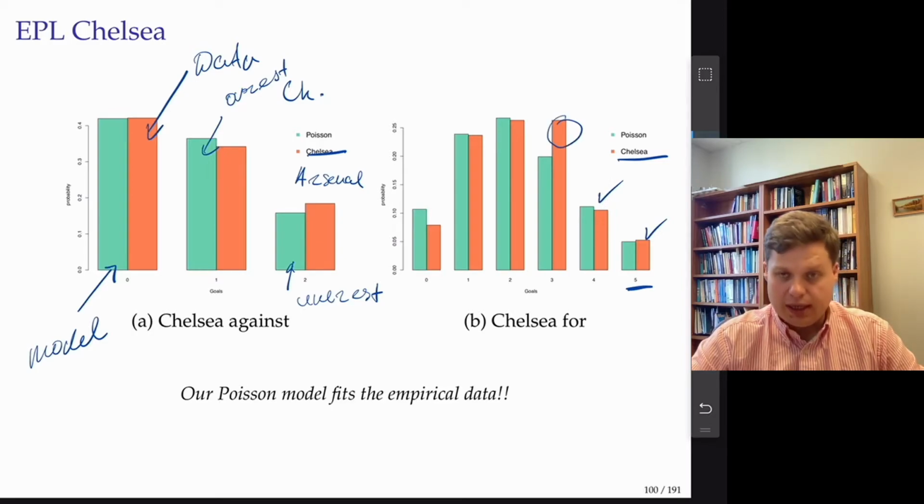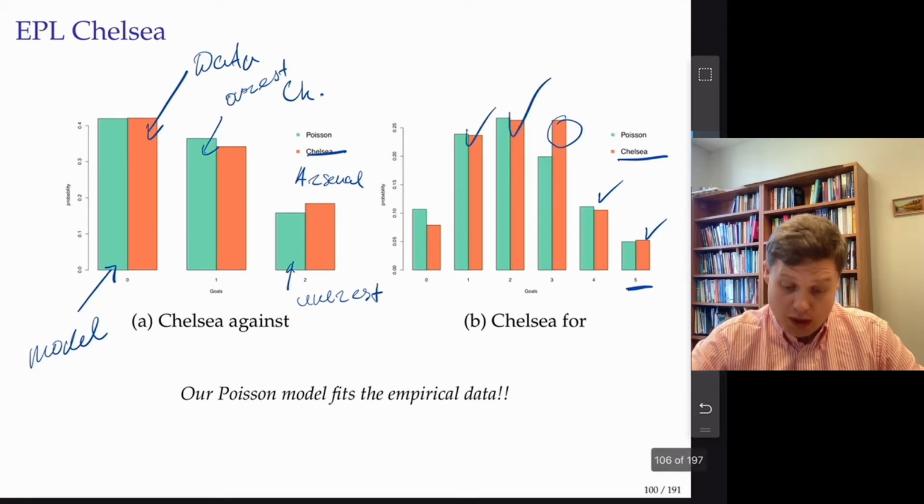We see that the model slightly underestimates for 3 goals. It does a pretty good job for 2 goals, and for 1 goal, and for 0 goals it slightly overestimates the probability of that outcome. But in general, the model seems to be reasonable. It does a reasonable job explaining the outcomes, the number of goals scored by each of the teams.